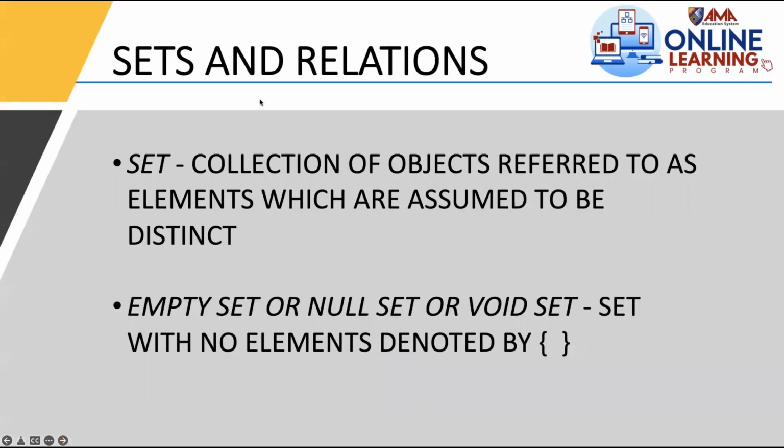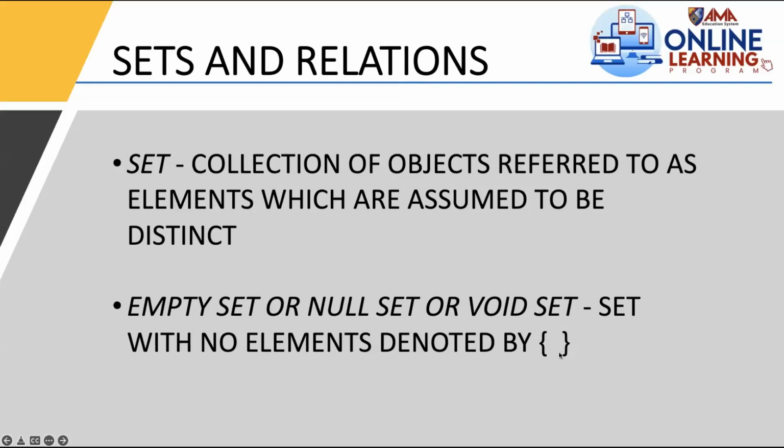Which is about sets and relations, no? So again, you discussed this already in high school or even in elementary, right? A set is a collection of objects referred to as elements, which are assumed to be distinct. So elements or members of a set, that's what we call them. And we denote this, we put these elements inside this grouping symbol, which we call braces. Okay, class?